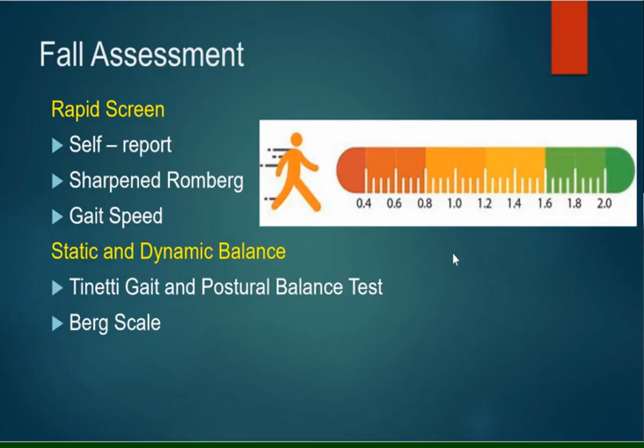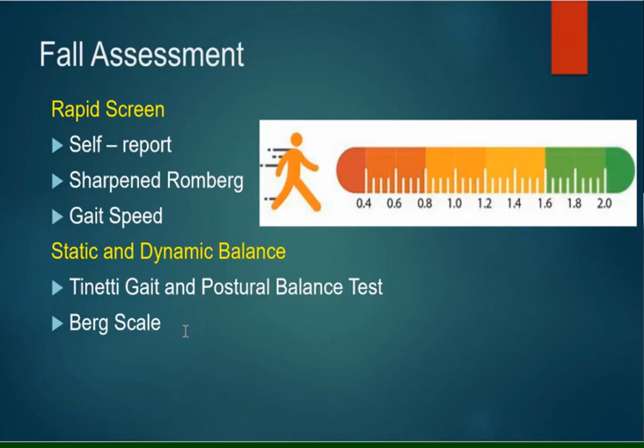The other point to be made is that there are static and dynamic balance evaluations through structured evaluations. You may hear about the Tinetti-Gayton postural balance test. I think more commonly people are using the Berg scale for measuring the degree of fall risk, and also to use it as a measure of improvement over time.